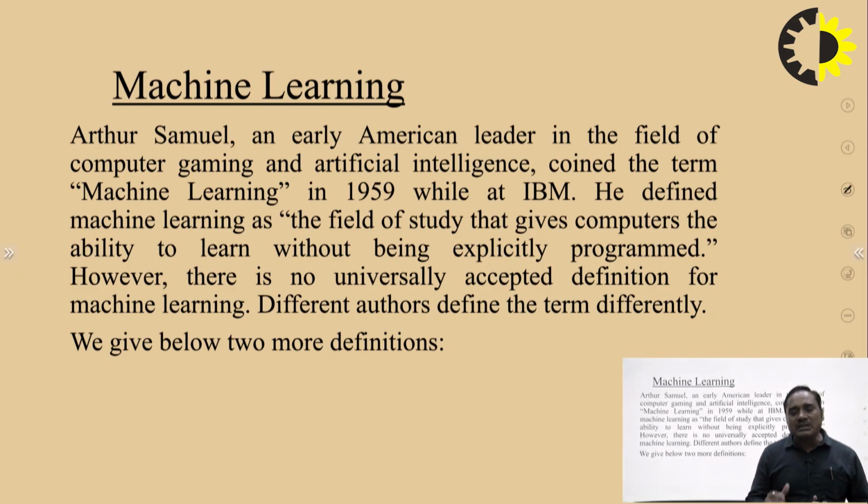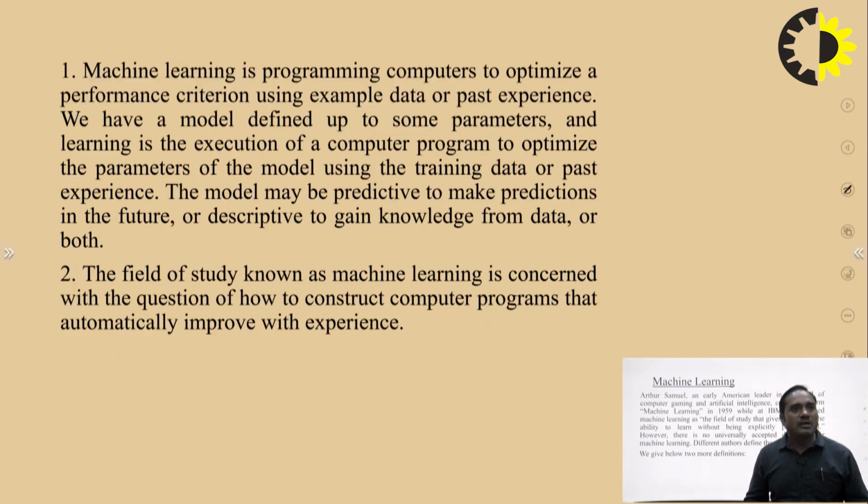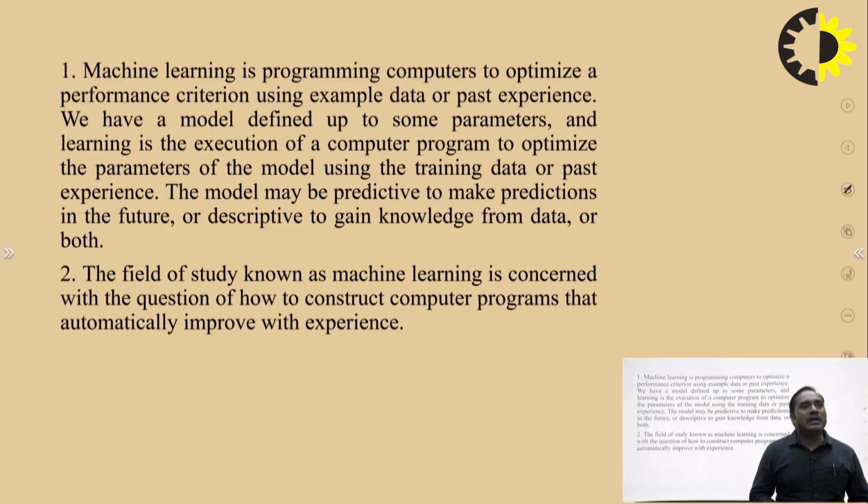So a machine can take decisions on the basis of raw material or on the basis of data. If you are producing this type of concept, that is called the machine learning concept. The second point: machine learning is programming computers to optimize a performance criterion using example data or past experience. Data or past experience means what type of data you are giving to the machine, and what type of experience the machine is learning.